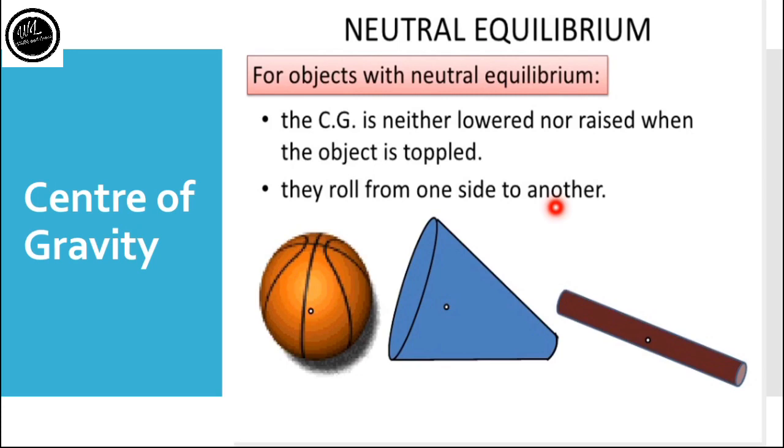What about its center of gravity? In stable equilibrium, the center of gravity is at the lowest position. When we apply a force on it or when we slightly tilt the body, its center of gravity rises. In unstable equilibrium, the center of gravity is at the highest position. When I slightly tilt the body, its center of gravity is lowered. And in neutral equilibrium, there is no change in the height of the center of gravity.